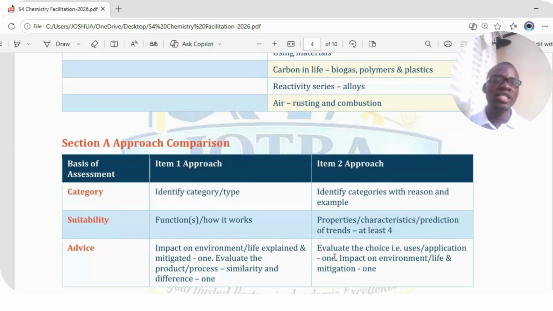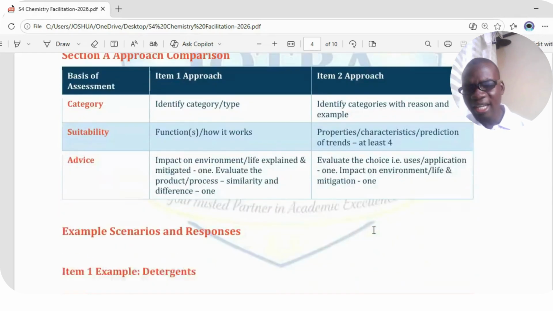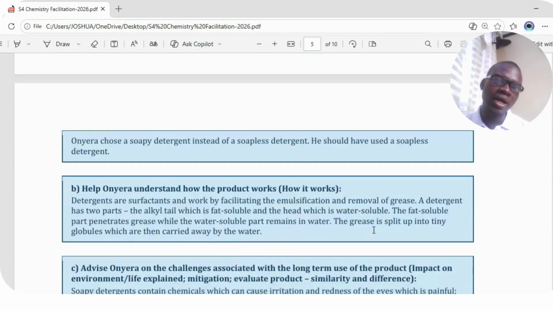Then for the case of advice in item 2, how are you going to give the advice? Here you are supposed to evaluate the choice. How are you going to do it? Give us the use or application. Then after that, give us the impact of what you're talking about on the environment or life, and then give us the mitigate. Explain it and then give us the mitigation measure. So let's have an example for that. An example of item 2 and how to answer it is here.